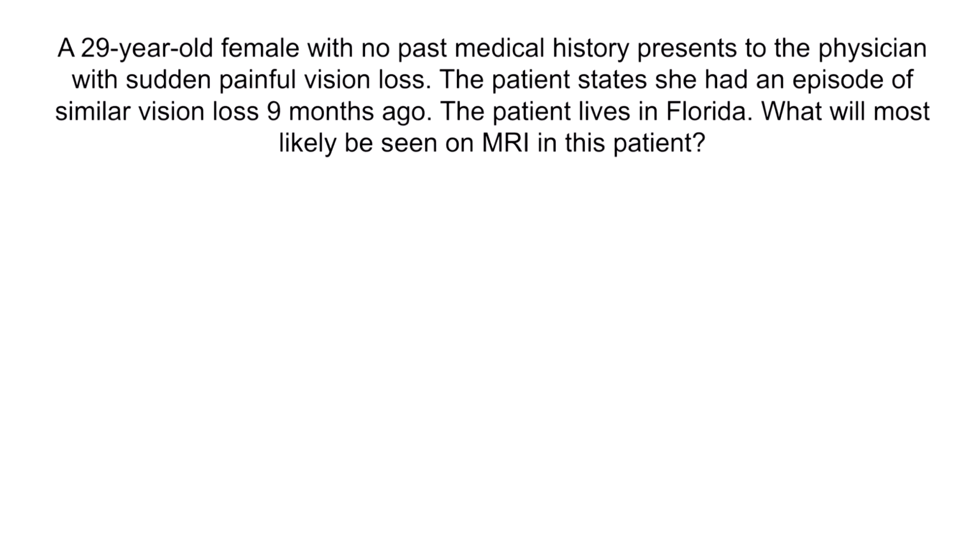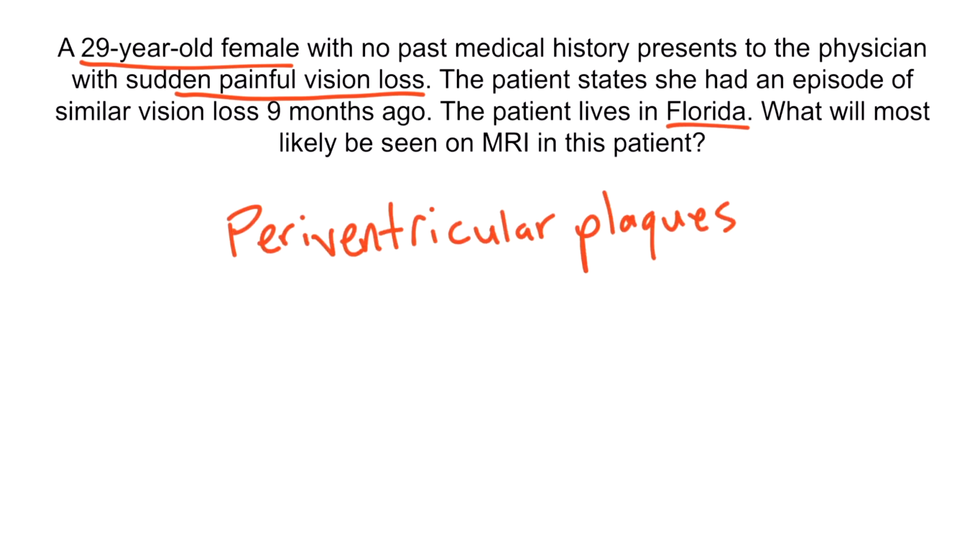All right, this patient is suffering from multiple sclerosis. Sudden painful vision loss, also known as optic neuritis, is a classic symptom in patients with multiple sclerosis. Incidences of multiple sclerosis are increased in women between ages 20 and 30, and there's also an increased incidence in warm climates, such as Florida. So the MRI will show periventricular plaques.